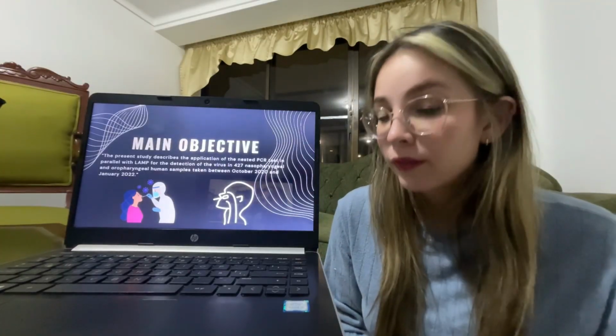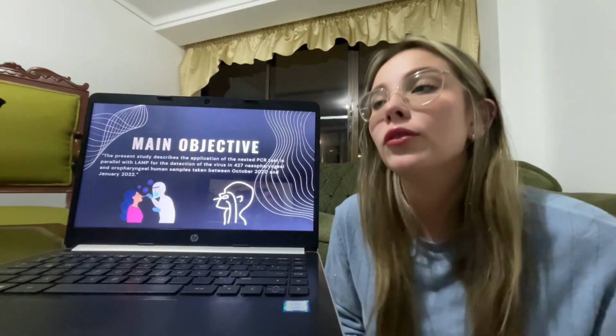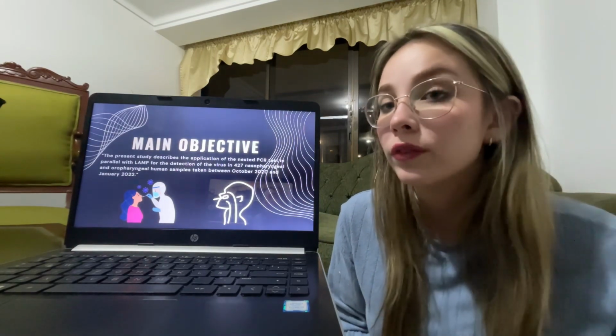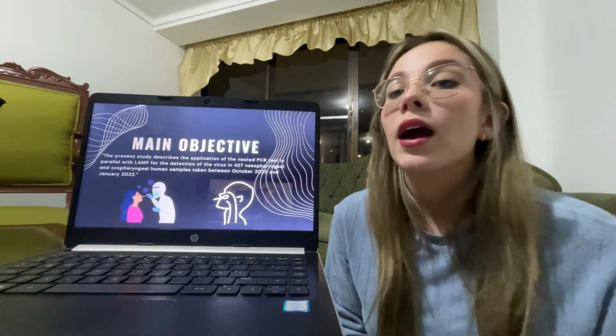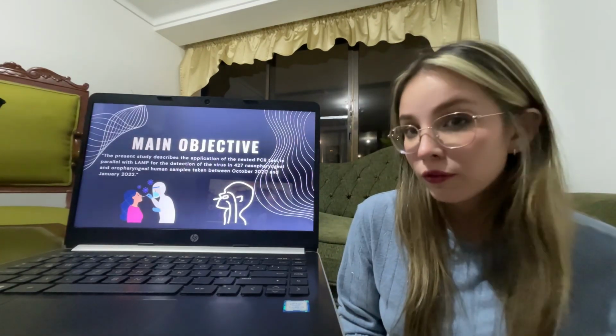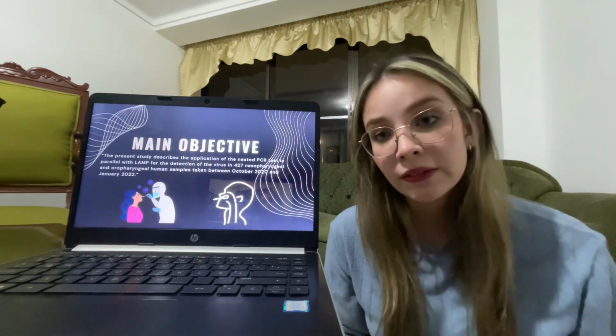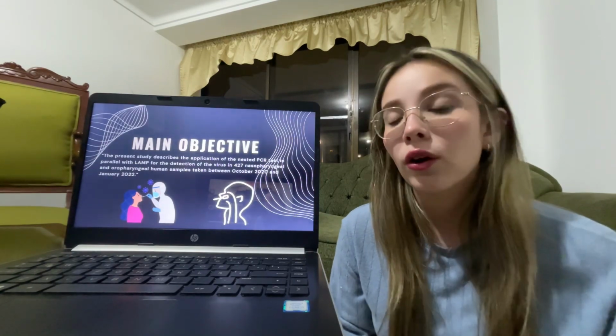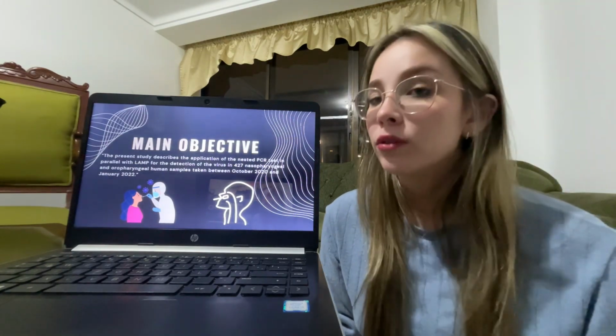The main objective of this article is to describe the application of nested PCR tests in parallel with LAMP tests for the detection of the virus in 427 samples taken between October 2020 and January 2022.